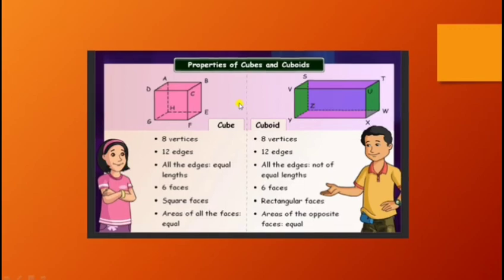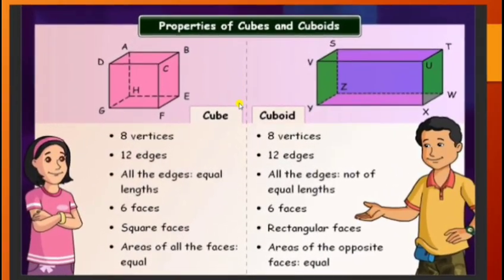Now let us have a look at the properties of cube and cuboid, and the slight differences between them. In a cube, you will be finding 8 vertices. Vertices means corners. Let us have a view on the corners: 1, 2, 3, 4, 5, 6, 7, 8. 8 vertices, which means 8 corners, are there.